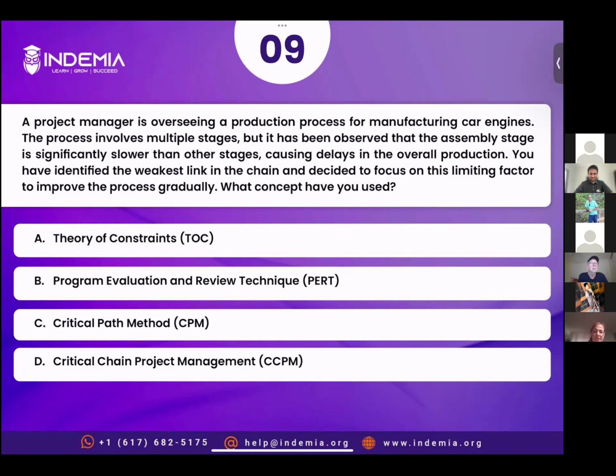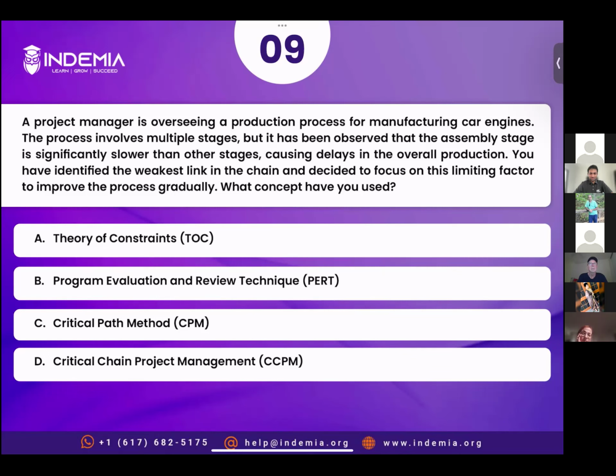Critical path method, to my understanding, as I have read, I'm not sure, but this is what I remember. It is a technique which has a sequence of activities that must be finished to complete the entire project, and it should be on time. So that's why it occurred to me that there's a weakest link, and the PM has identified it, and he wants to focus on the limiting factor to improve the process gradually. So he's sticking to the critical path method. So this is the concept that occurred.